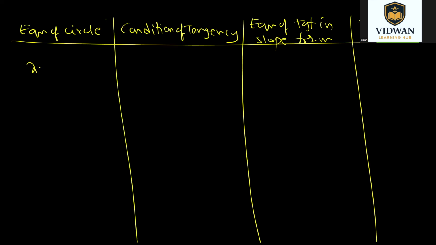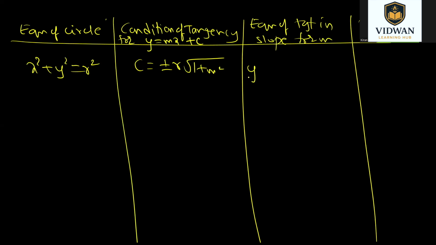So if you are given the circle as x square plus y square equal to r square, what is the condition of tangency we wrote? c equal to plus or minus r root 1 plus m square. For the condition of tangency, if you want to mention the line, you write down y equal to mx plus c. That would be better. And the equation of tangent in slope form is y equal to mx plus or minus r root 1 plus m square. Point of contact: minus r square m by c comma r square by c.